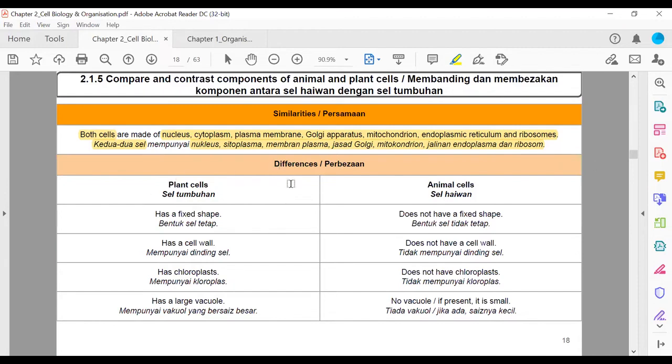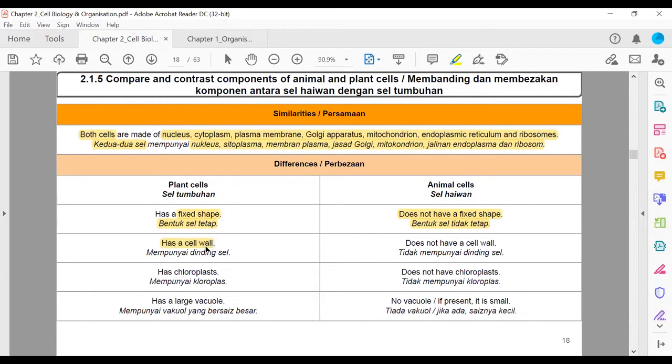But differences between plant and animal cell, kalau plant cell has a fixed shape, bentuk sel yang tetap. So what causes the fixed shape? Due to the rigid and strong cell wall. Animal cell does not have a fixed shape, bentuk sel tidak tetap. So kenapa bentuk sel dia tidak tetap? Why doesn't it have a fixed shape? Because it doesn't have a cell wall. Kalau soalan tanya, ini jawapan dia, because animal cells tak ada dinding sel, maka bentuknya tak tetap.